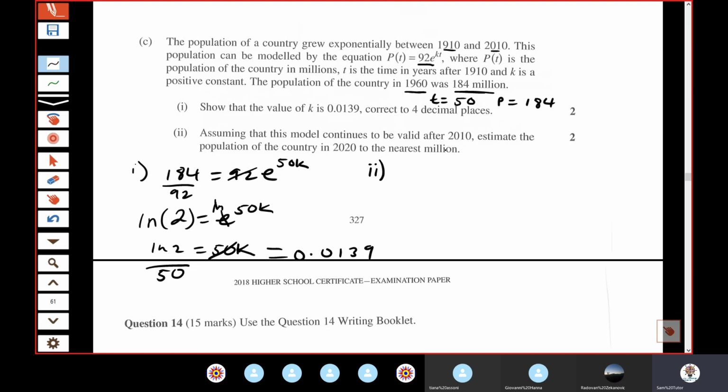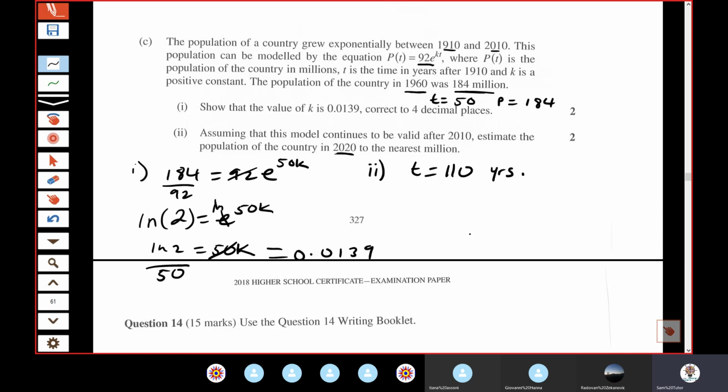Assuming that this model continues to be valid after 2010, estimate the population of the country in 2020. So how many years is that? T equals 110 years. So do you take 2020 minus 1910? Yeah, when we started in 1910. So 110 years, right? 2020 take away 1910, yeah, 110. 110 years.